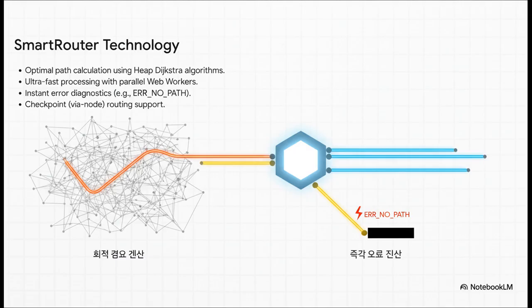It's built to be incredibly fast because it runs on parallel processors. And best of all, it instantly tells you if there's a problem, like a missing node or a connection that's just not possible, so you can fix it right away, not find out weeks later.